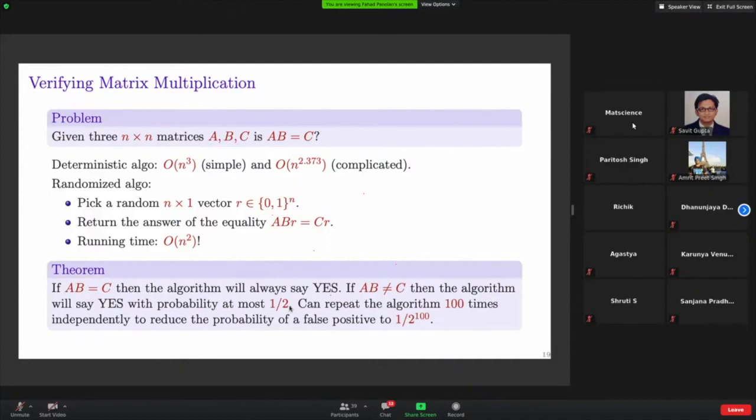So if AB is not equal to C, then the probability that every time they come out equal is 1 by 2 times 1 by 2, 100 times. So that will be 1 by 2 to the power 100. So this algorithm has a very large success probability, 1 minus 1 by 2 to the 100, but the running time is deterministic. It doesn't depend on random bits.